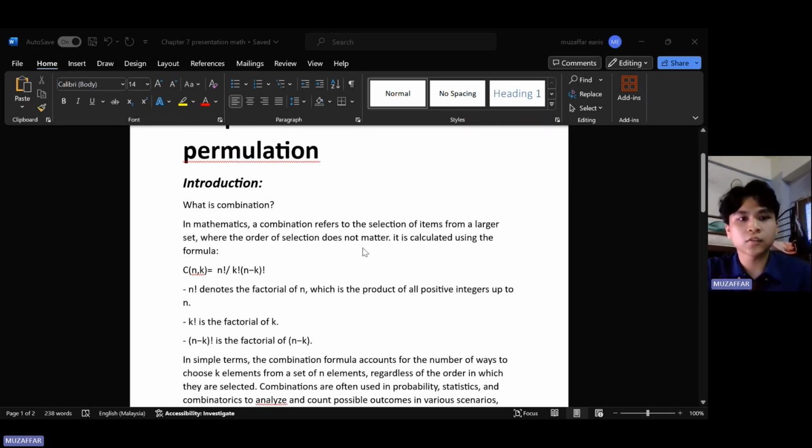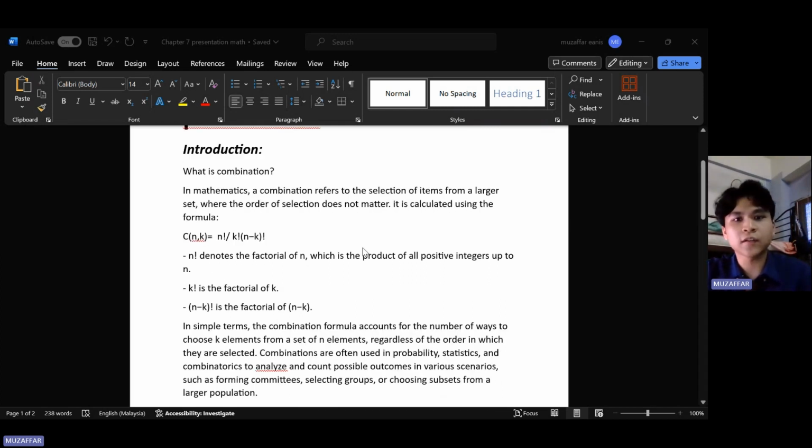So what is combination? In mathematics, a combination refers to the selection of items from a larger set where the order of selection does not matter. It is calculated using this formula right here.